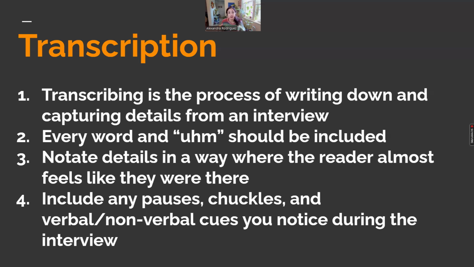Even if they stutter, include that. If they have pauses, include that. If they laugh, include that. If they roll their eyes, include that. All of these things, whether verbal or nonverbal, I want these cues written down. So sometimes interviewers will do like 2 dots means a 2-second pause, 3 dots means a 3-second pause, 4 dots means a 4-second pause. If someone laughs, you want to put that in parentheses.